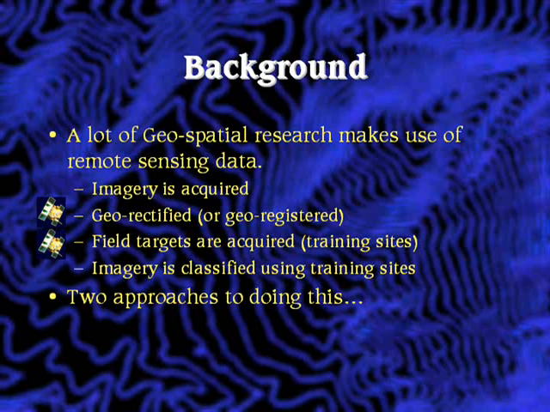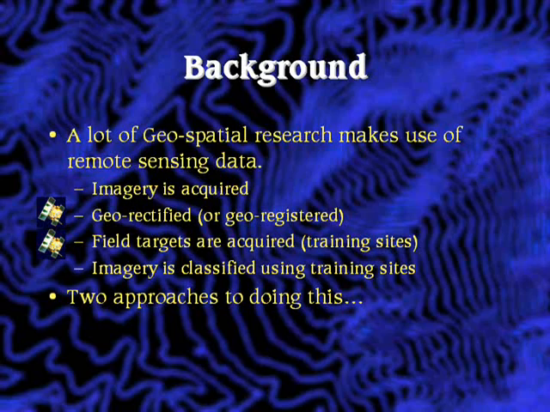In a nutshell here, imagery is acquired. Whatever imagery that is, you have to acquire that data, purchase it from a vendor, download it, whatever it happens to be, georectify that data or georegister that data, and this can be done with the use of GPS. Okay, you can georegister using GPS data, and then field targets are acquired as a standard process, and we typically call those things training sites. Again, most training sites are acquired today using GPS data. And then the imagery is classified using those training sites.